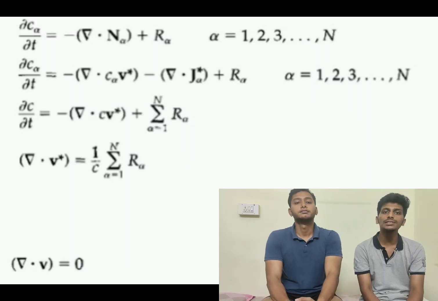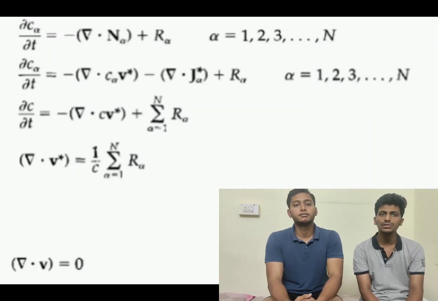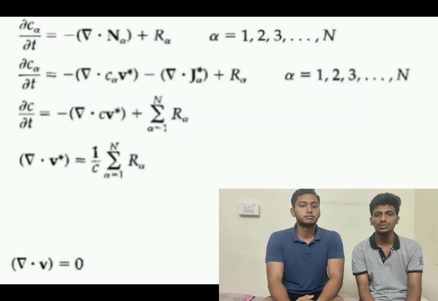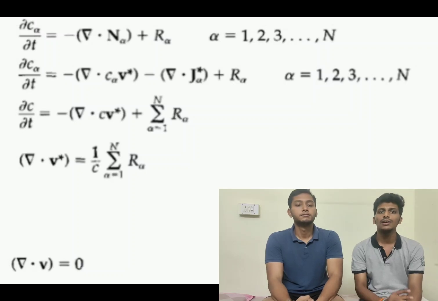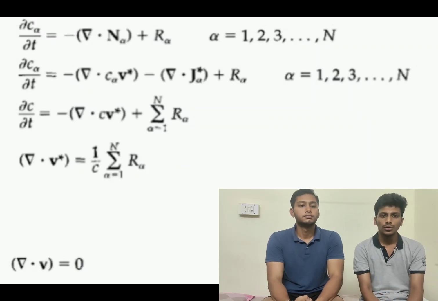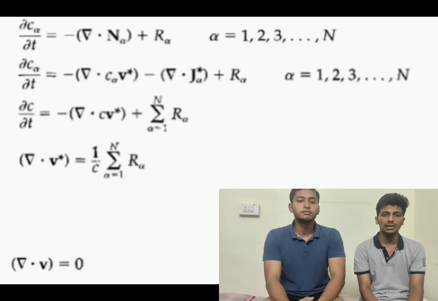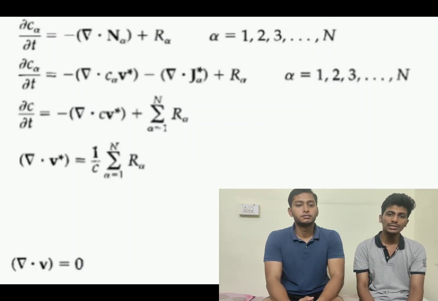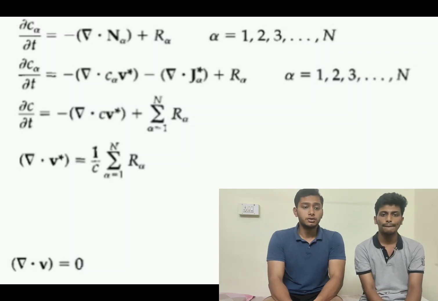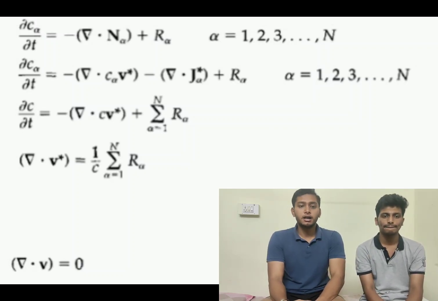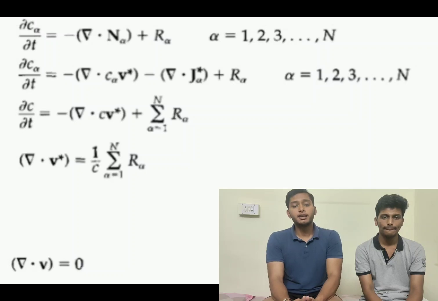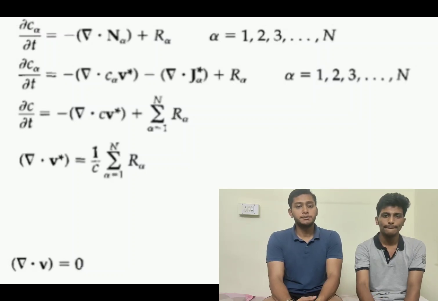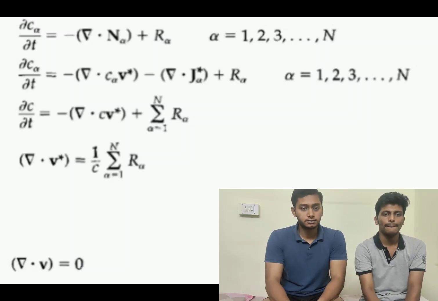If there is a concentration gradient, species diffuses from higher concentration to lower concentration, which is the classic Fick's law of diffusion. So, by the formula, J alpha star equals minus D alpha into the gradient of C alpha. It is true for an ideal binary mixture. So, diffusion and convection are decoupled. This makes analysis and modeling easier, especially when reactions are involved.